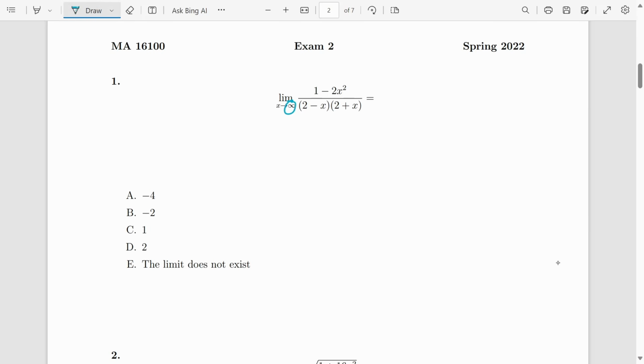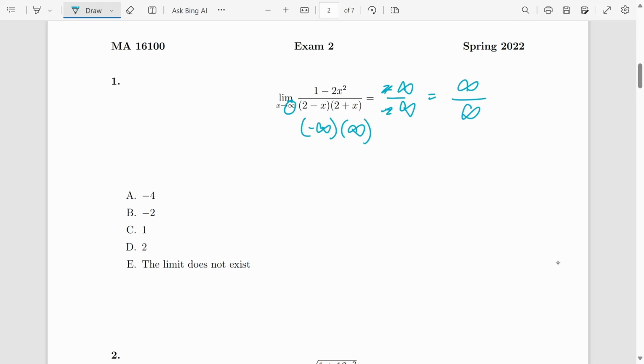So if you were to plug in infinity for these x's, looks like on the numerator we would get 1 minus 2 times infinity squared. That's just going to be 1 minus infinity, which is negative infinity. And on the bottom, we're going to have 2 minus infinity, which is negative infinity, times 2 plus infinity, which is positive infinity. And that basically also equates to negative infinity. So we're going to get infinity over infinity because the minus signs cancel out. And this is an indeterminate form.